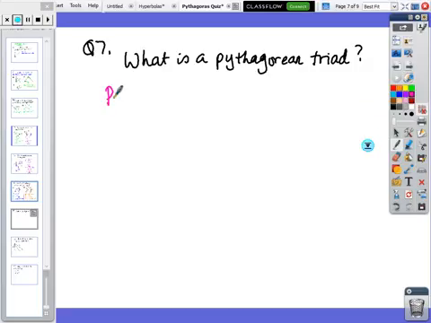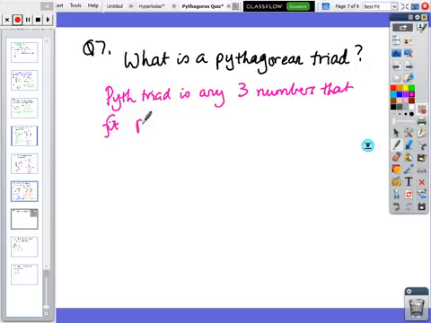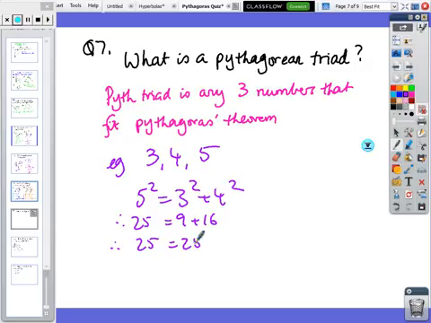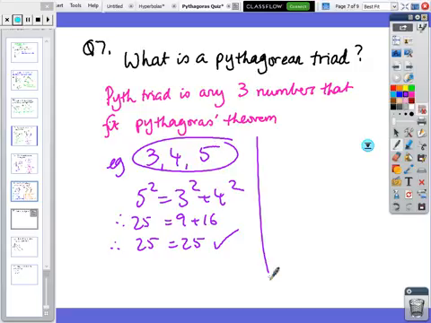Okay, so a triad is any 3 numbers that fit Pythagoras' theorem. So for example, 3, 4, 5. 5 squared equals 3 squared plus 4 squared. 25 equals 9 plus 16. 25 equals 25. So that's true. So that means that is a triad. So on the previous one, there was one triad and one not triad. Okay, ready to go, and we'll go to the next question.